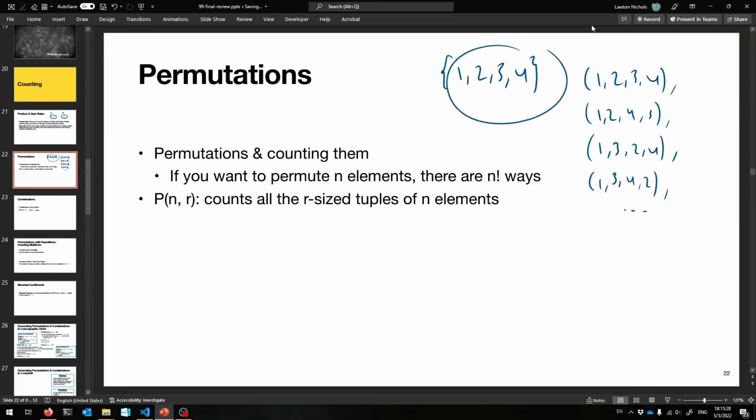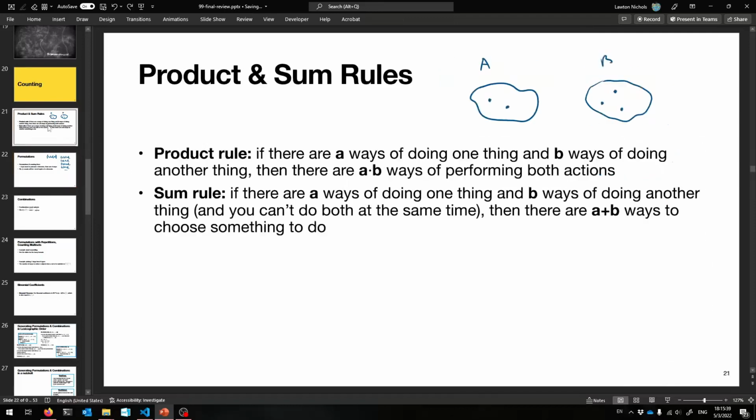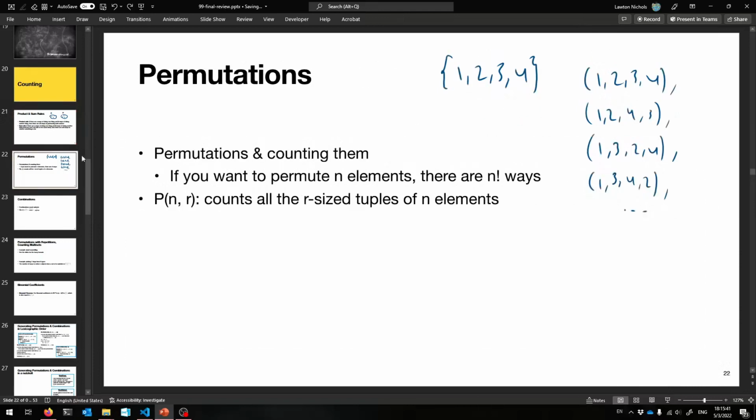In total, there are 4 factorial ways to permute 4 elements. N factorial ways to permute n elements. That comes out of the product rule pretty easily. And we also have fancier permutations, PnR, that counts all the R-sized tuples, all the ways to permute R elements out of n of the elements. So for example, we could ask, how do we permute just 3 of 4 elements? What are all the permutations of 3 elements out of a 4-element set?